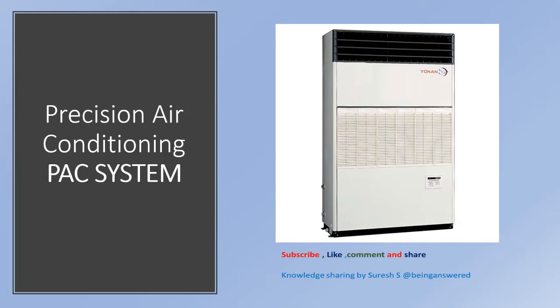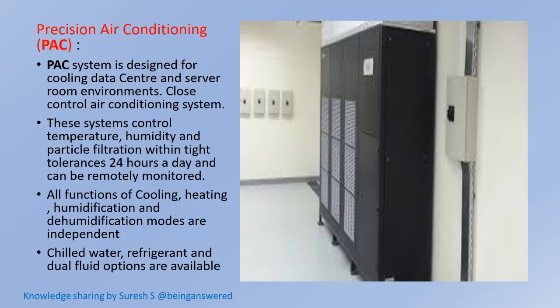Today we are going to see the Precision Air Conditioning System. The short form is PAC system. PAC system is designed for cooling data centers, server rooms, environments, etc. It is a closed control air conditioning system. The system controls temperature and humidity within the tolerance limit. Hence it is recommended for critical rooms such as server rooms and data centers.